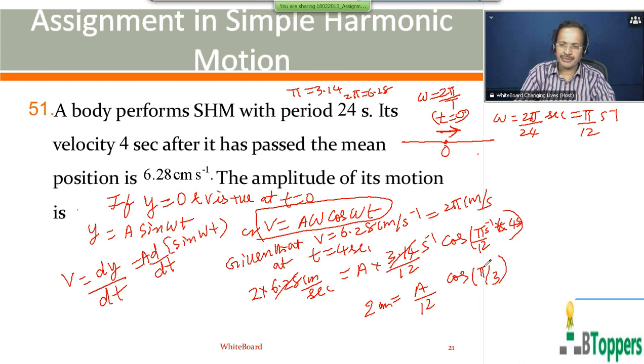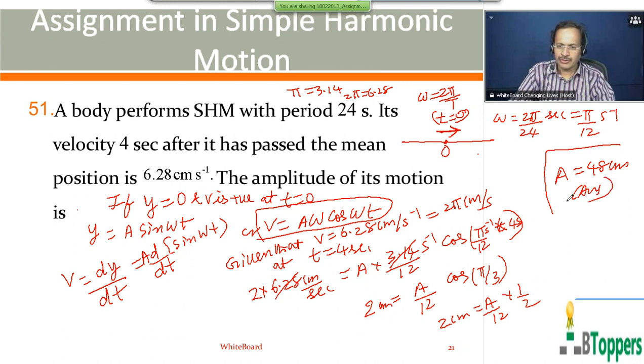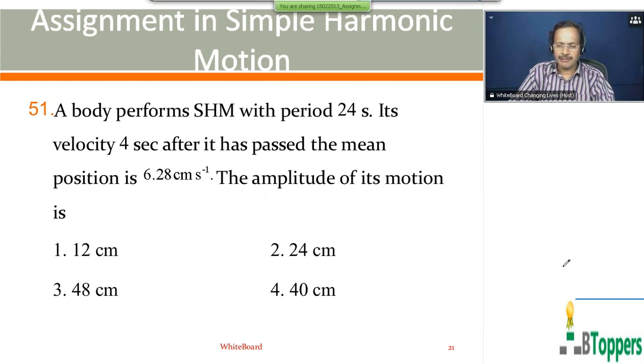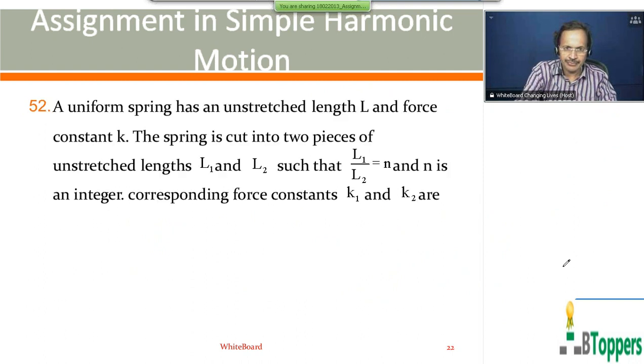Pi radians is 180 degrees, so 180 by 3 gives cos 60 degrees. Cos 60 degrees is 1 by 2. So you get the amplitude of oscillations as 48 centimeters. That's the answer. If you want to copy the solution, you can take a pause and copy the solution of the problem. So for question number 51, the third option is the answer.